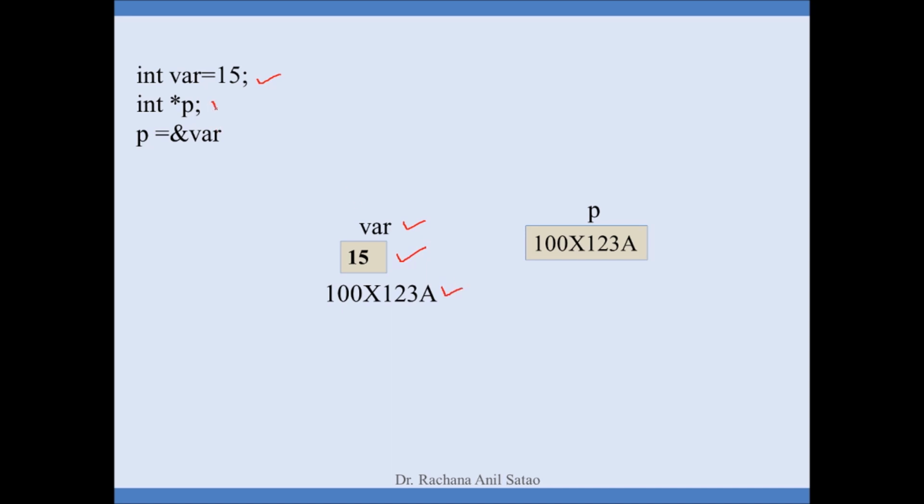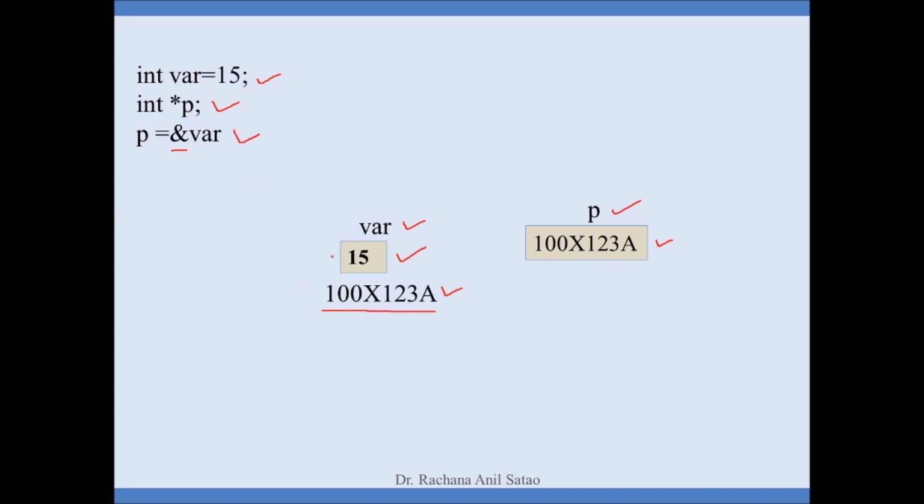Now when we declare integer star p and a semicolon, it says that p is a pointer. We don't know where it is pointing, but we are declaring p as a pointer. Now when this third line is executed, p is pointing to the address of var. The ampersand sign indicates address of. So p is a variable which contains the address of another variable, in this case var. You can observe here the address of var and p's value are the same.